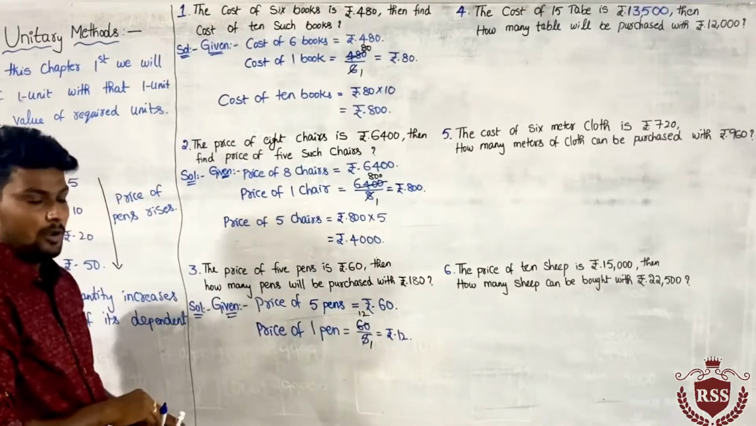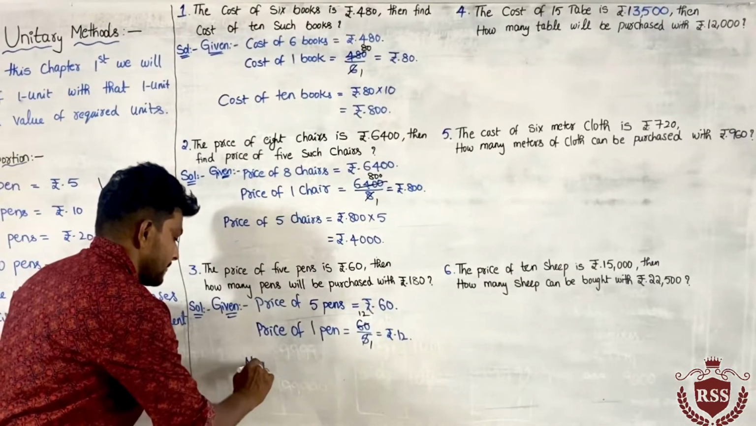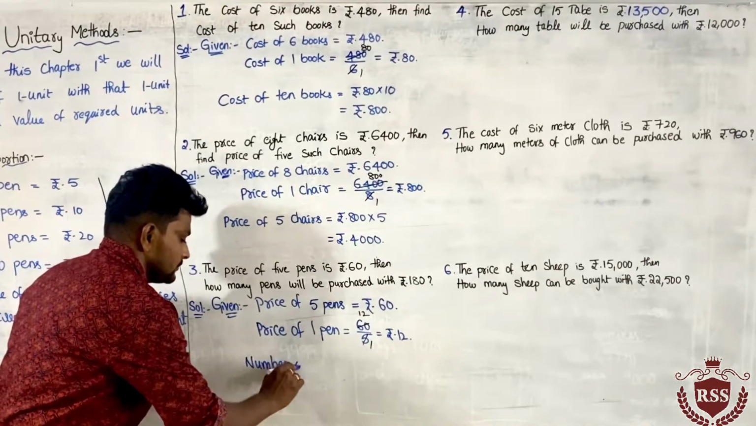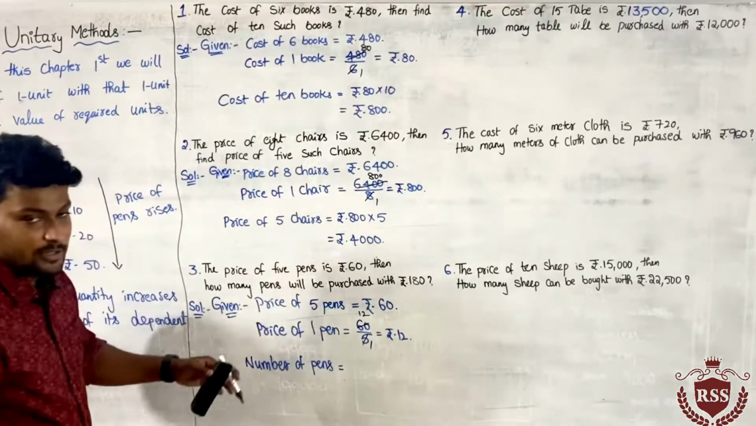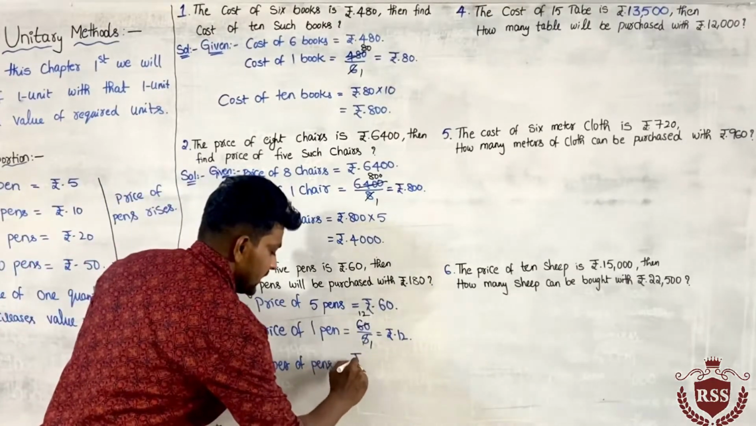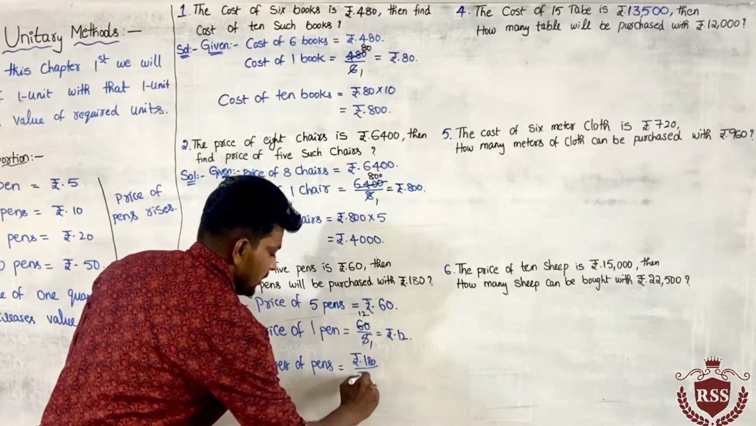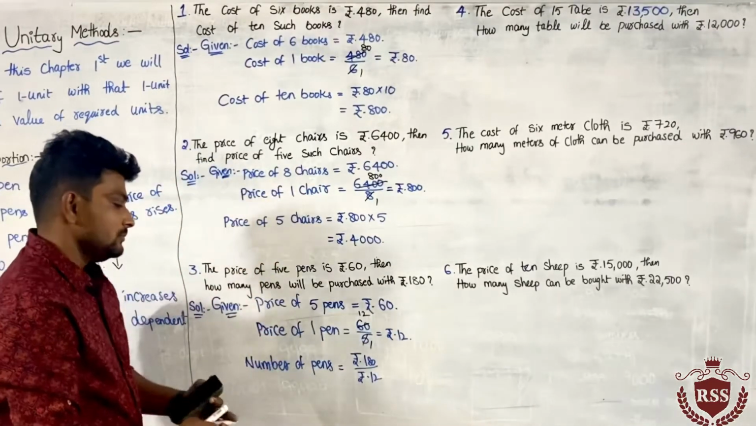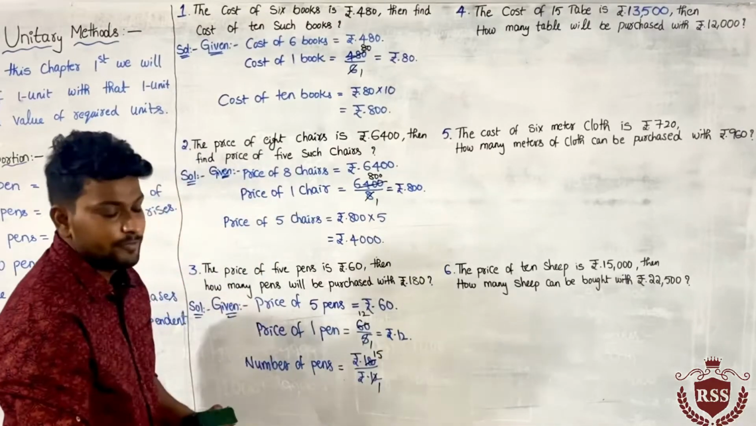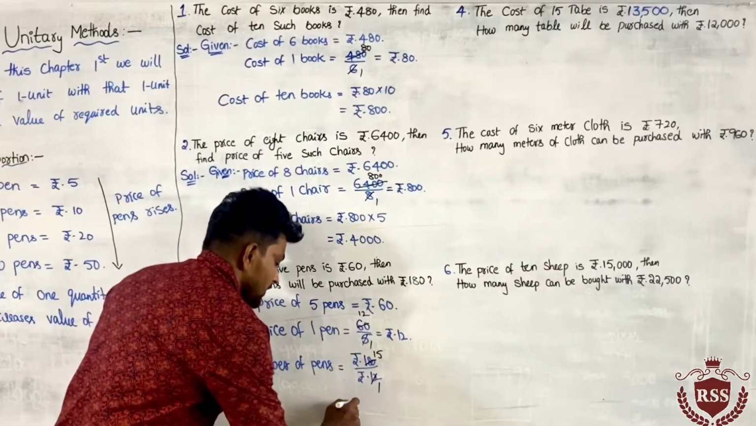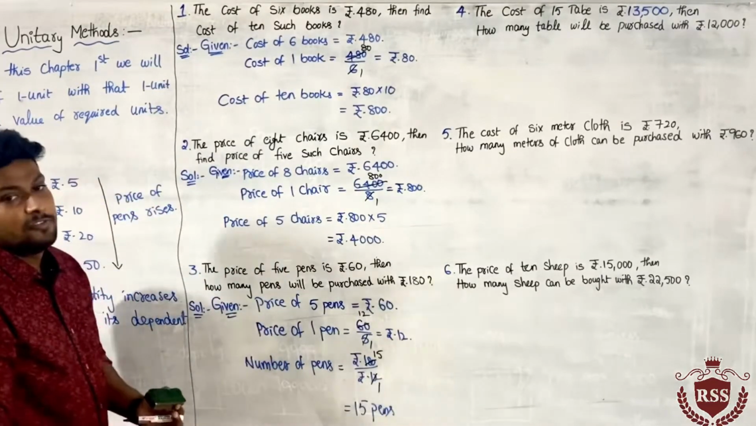So the number of pens equals the number of pens we can purchase with rupees 180. So 180 by each pen price, rupees 12. We have to divide these two values. So 12 ones are 12, 15s are 180. So we can purchase 15 pens.